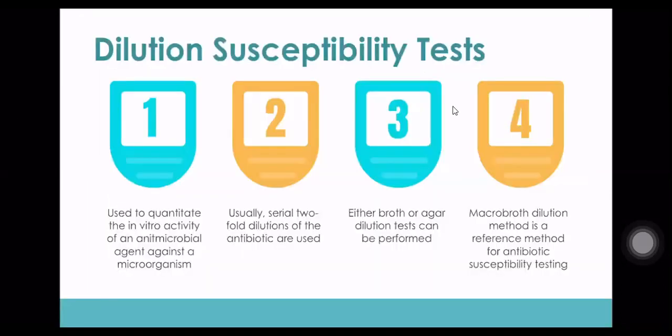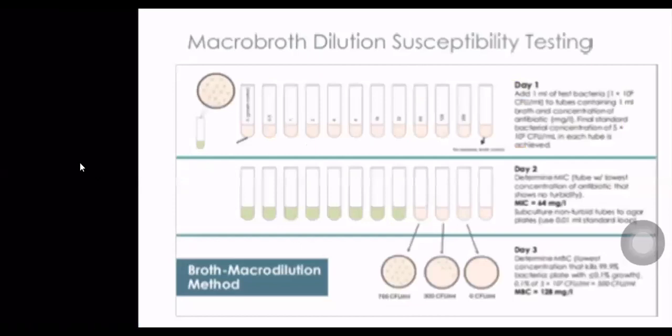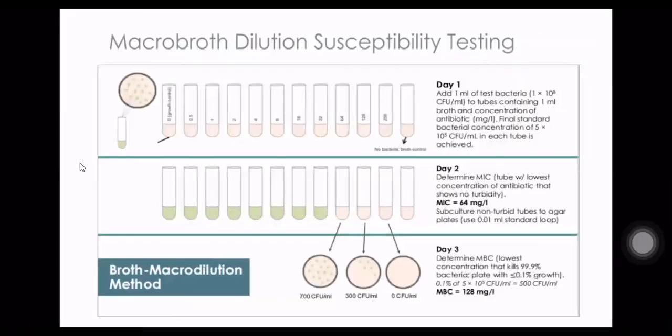Okay, next is dilution susceptibility test. They are used to quantitate the in vitro activity of antimicrobial agent against the microorganism. Second, serial two-fold dilutions of the antibiotic are used. Either broth or agar dilution test can be performed, and macro broth dilution method is the reference method for antibiotic susceptibility testing. Okay, so this is the setup of our broth macro dilution or macro dilution broth testing.